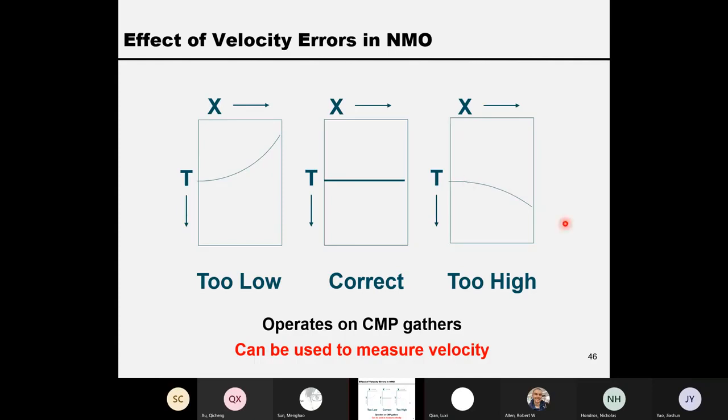So this is undercorrected if velocity is too high. If velocity is too low, it's one over a smaller number, which means your delta t is bigger. So that means you overcorrected. The curve was here, but because your delta t is too big, you overcorrect. That's the way it gives us, either manually or by computer automatically, the velocity analysis. So you try to flatten the gather as much as possible. That's the way to do the velocity analysis. So we see the phenomena of velocity errors in NMO, and this phenomena can be exploited as an indicator for velocity analysis.